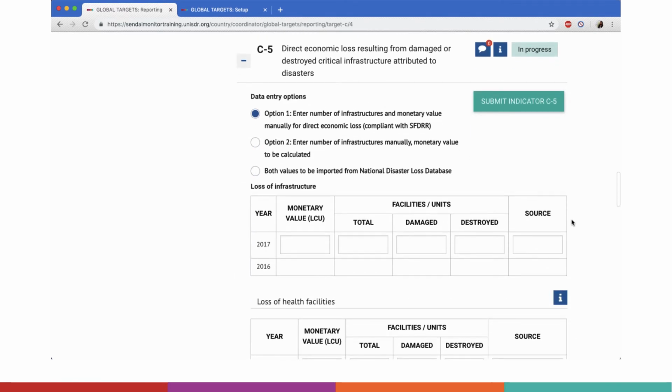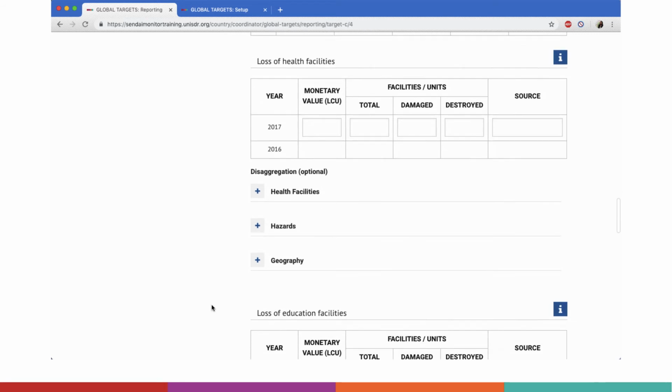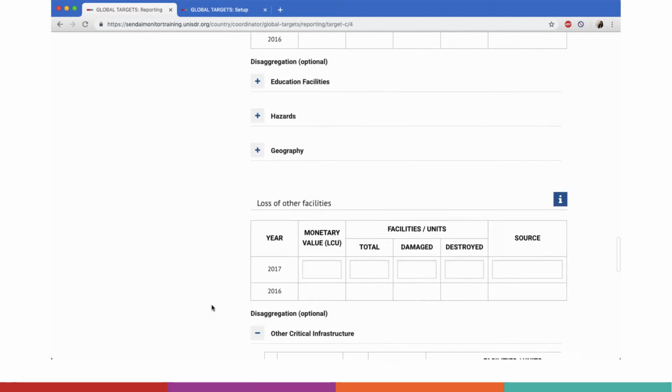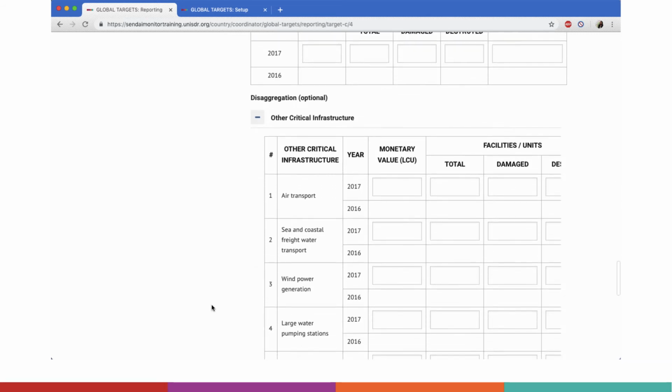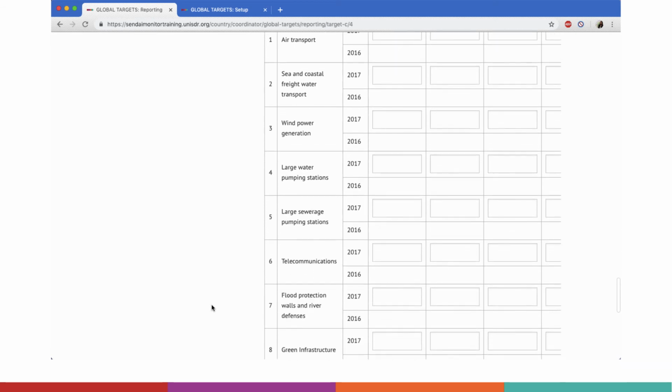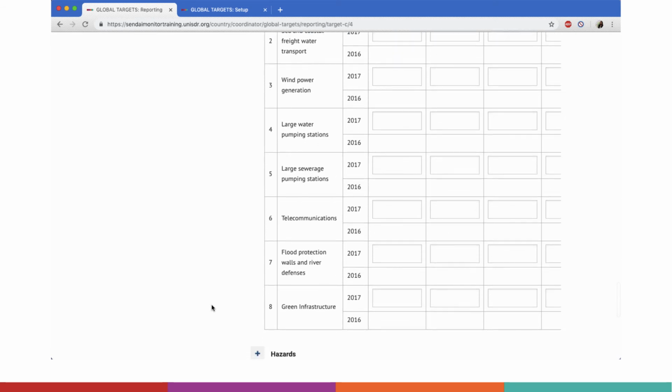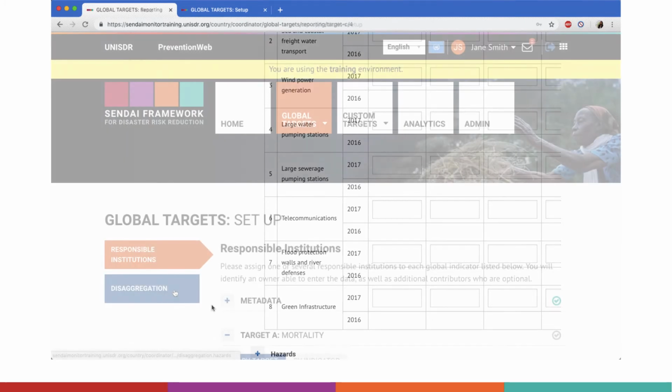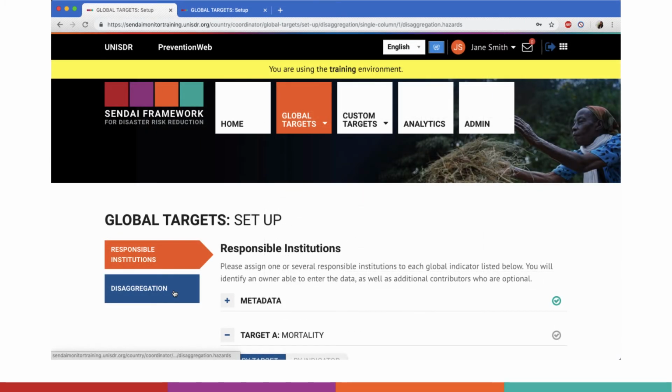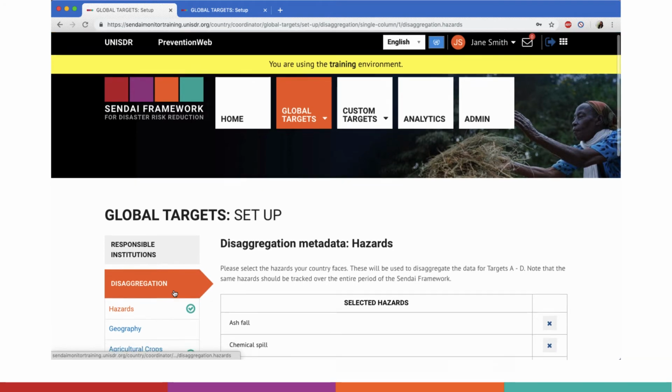C5 is direct economic loss resulting from damaged or destroyed critical infrastructure. You can decide which critical infrastructure to be included in the calculation. Examples of infrastructure include health facilities, education facilities, transport, energy, water, sewerage, telecommunications, protective infrastructure, and green infrastructure. It is important that you describe disaggregation of critical infrastructure under Disaggregation Metadata.